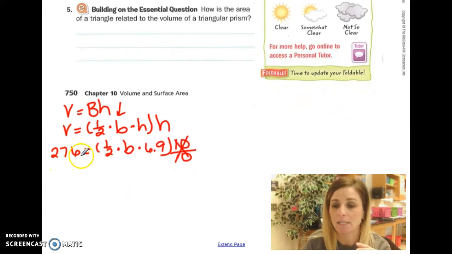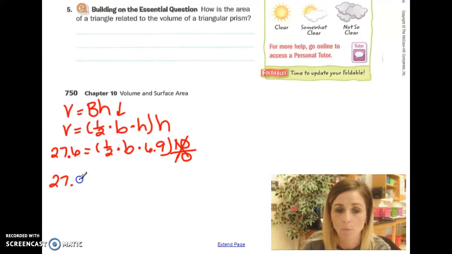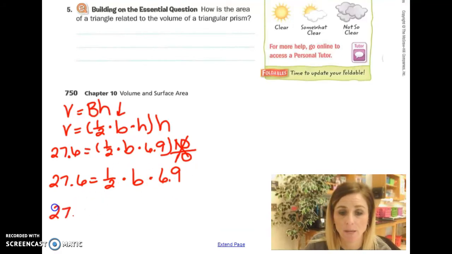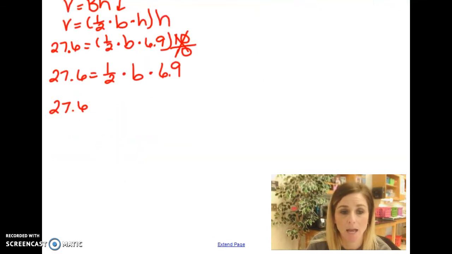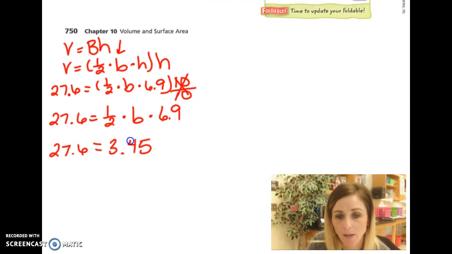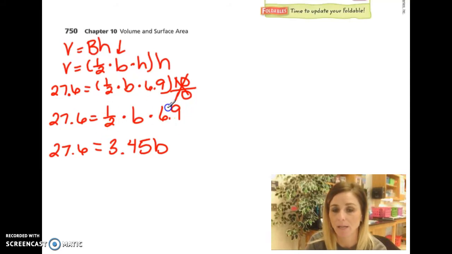And then I'm going to divide this side by 10, and I know 276 divided by 10 means that I just move that decimal point over one spot, which now I have 27.6 equals 1/2 times base times 6.9. Okay, so let's start grouping this together. Well, I can take half of 6.9, so I'm going to leave my 27.6 alone, and I'm going to take half of 6.9, which is 3.45, and I'm left with b because I'm still multiplying. I'm just combining the like terms.